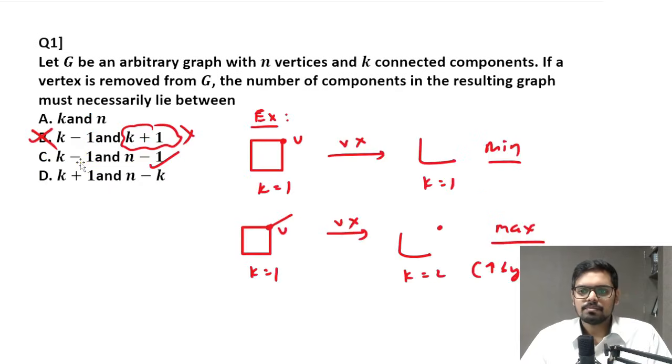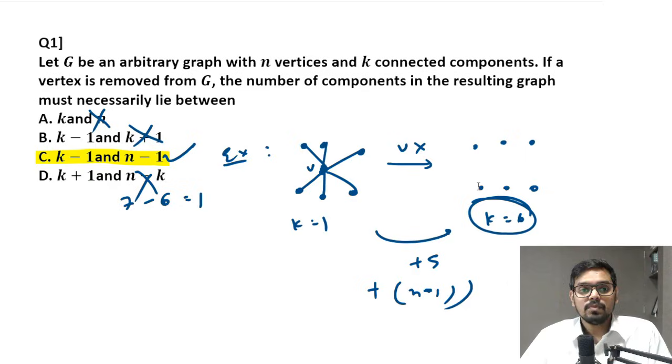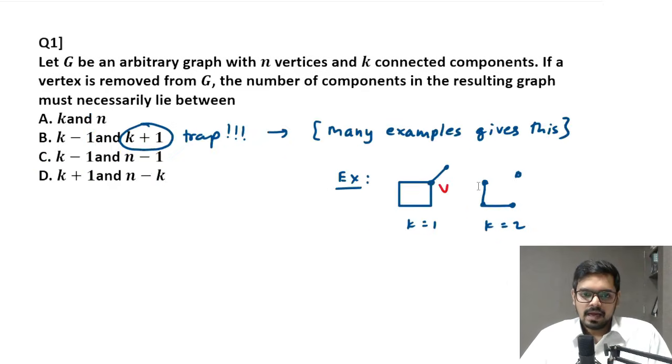Why not minimum k? Here, removing a vertex v, previously k was 1, now also k is 1, so after that also k is the connected component. Why here is the minimum k minus 1? I have an example for that also, do not worry.